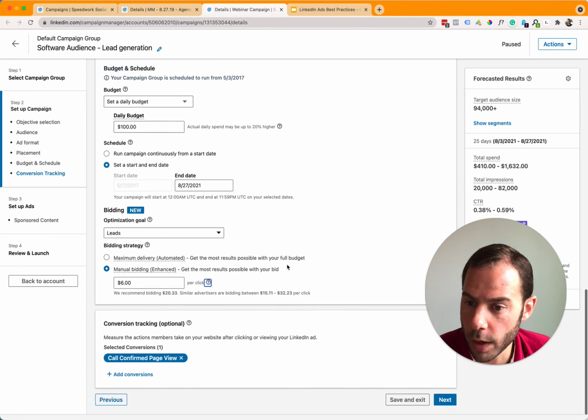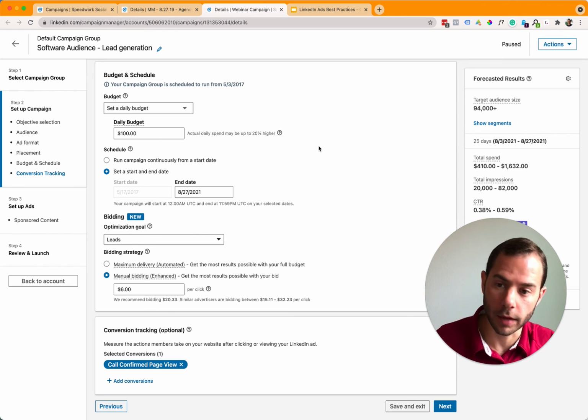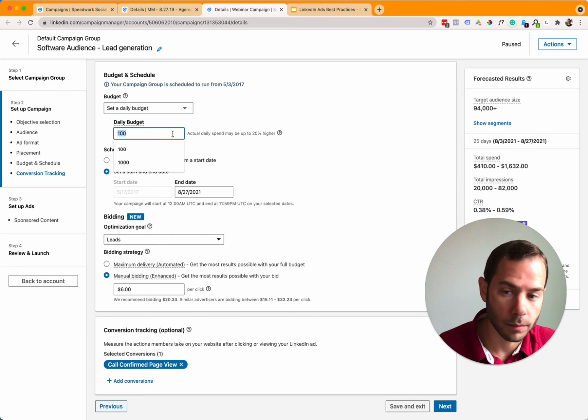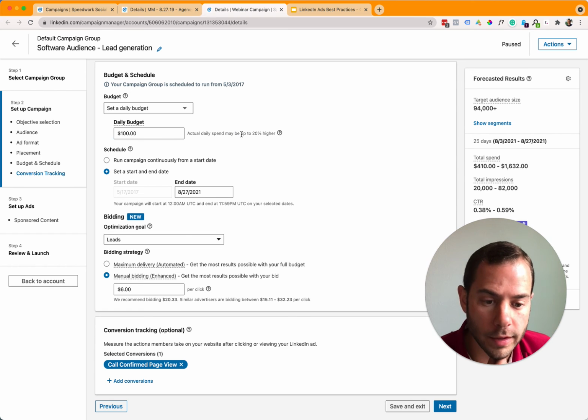A couple other random notes: when you set your daily budget, LinkedIn can spend up to 20% higher. It kind of makes sense if they're serving a whole bunch of impressions, maybe a couple of people click at the same time, and then you're going to get charged a little bit more. But keep an eye on your budget, and if it's a problem, then maybe have your budget be about 20% lower. But we don't usually see it's an issue. You just know that some days you might be 20% over that budget.